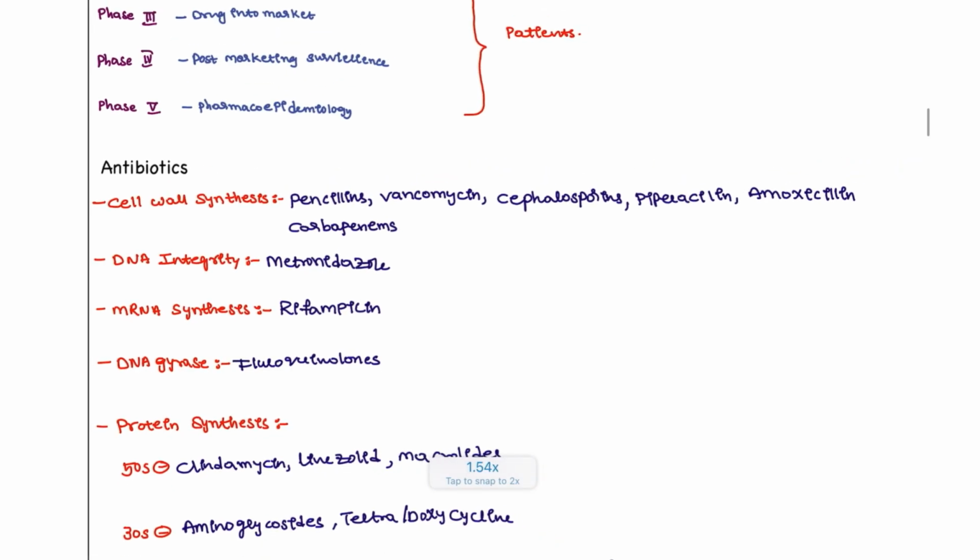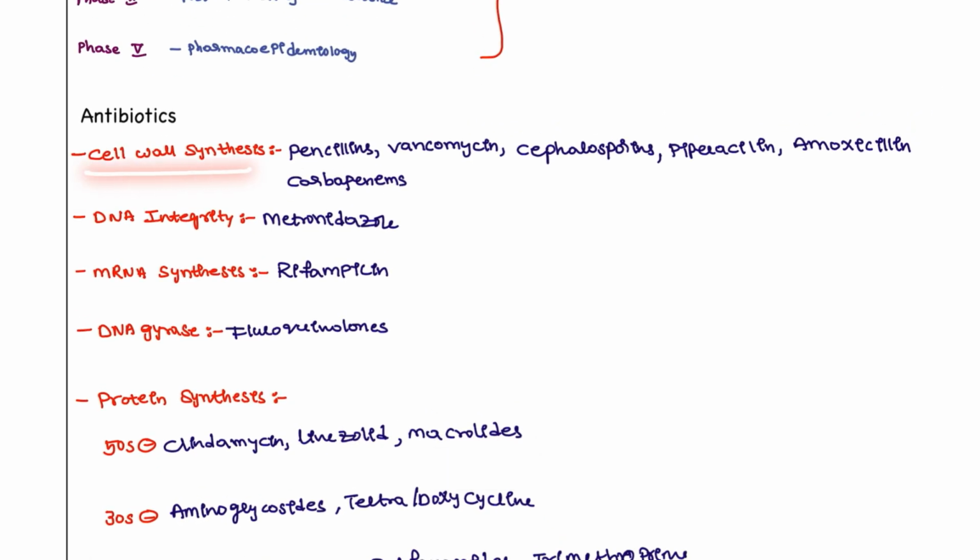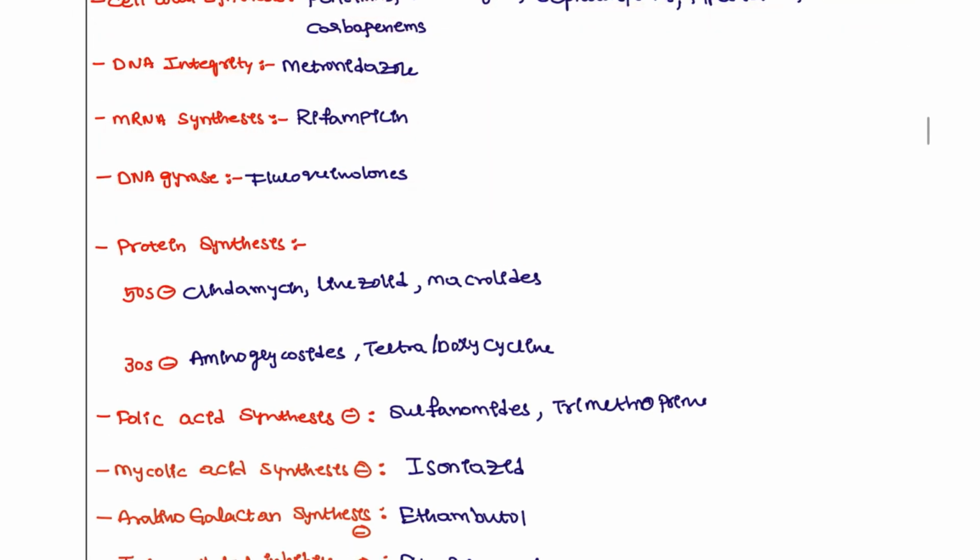Next, coming to the antibiotics and their mechanism of action. Cell wall synthesis will be inhibited by the penicillins, vancomycin, cephalosporin, piperacillin, amoxicillin, and the carbapenems. DNA integrity inhibitor, metronidazole. RNA synthesis inhibitor, rifampicin. DNA gyrase inhibitors, fluoroquinolones such as the levofloxacin. Protein synthesis inhibitors such as the 50S and the 30S. What are the examples? 50S will be like clindamycin, linezolid, macrolides such as the azithromycin. And 30S will be for the aminoglycosides like amikacin, gentamicin, and the tetracyclines and doxycyclines.